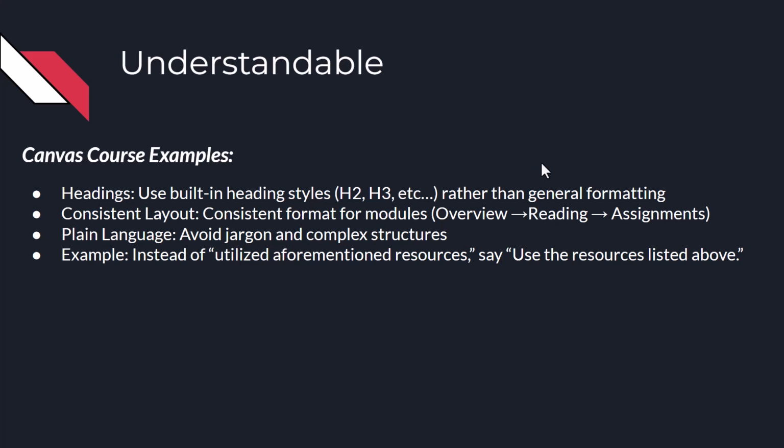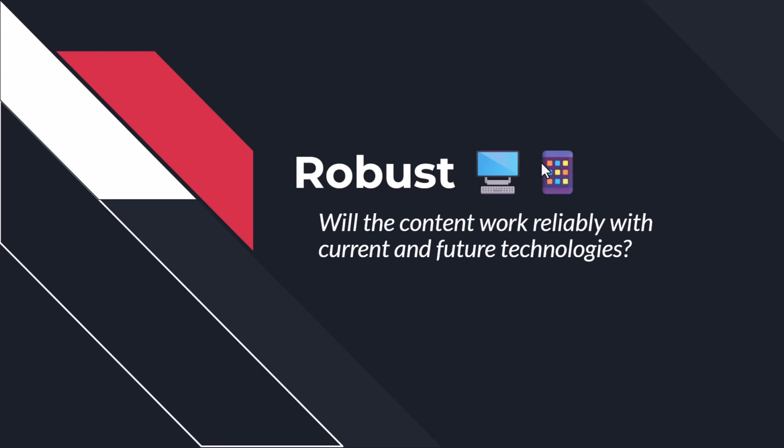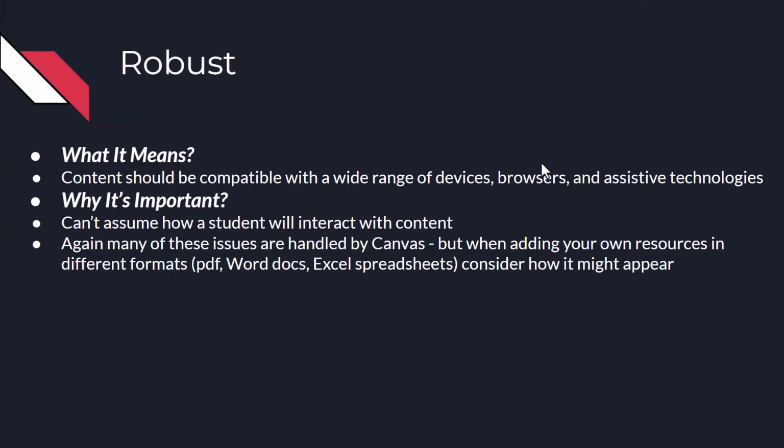And then our last one, robust. Will the content work reliably with current and future technologies? Again, this is one that's kind of out of your hands, but one that you should be mindful of and should kind of test and preview when you're going through things. Basically it just means that we need to make sure that our materials look the same regardless of if we're on our cell phone, a tablet, a browser, or we use assistive technologies, that it comes across consistently.